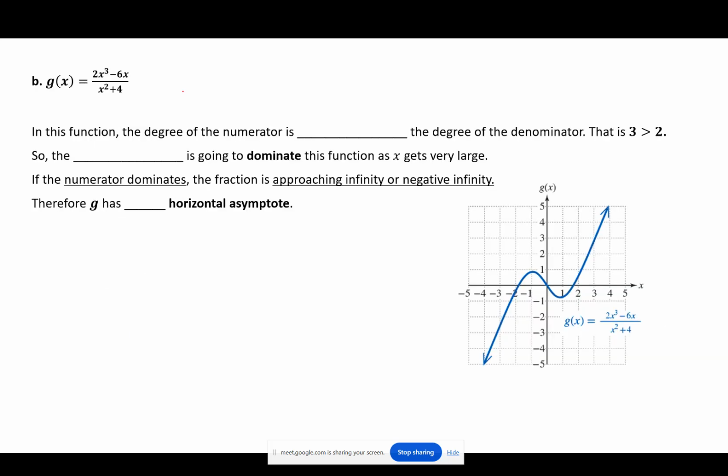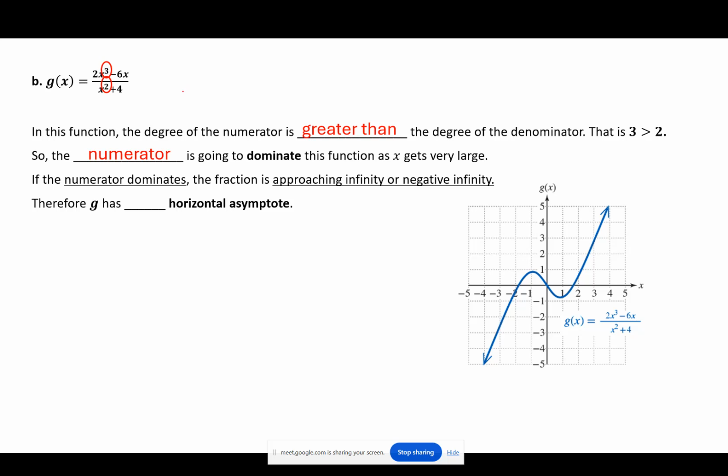So here's another situation. G of x equals 2x cubed minus 6x over x squared plus 4. In this function, the degree of the numerator is greater than the degree of the denominator. That is, 3 is greater than 2. So in this one, the numerator is going to dominate the function as x gets very large. So as x gets very large, the numerator is just going to outweigh everything else.